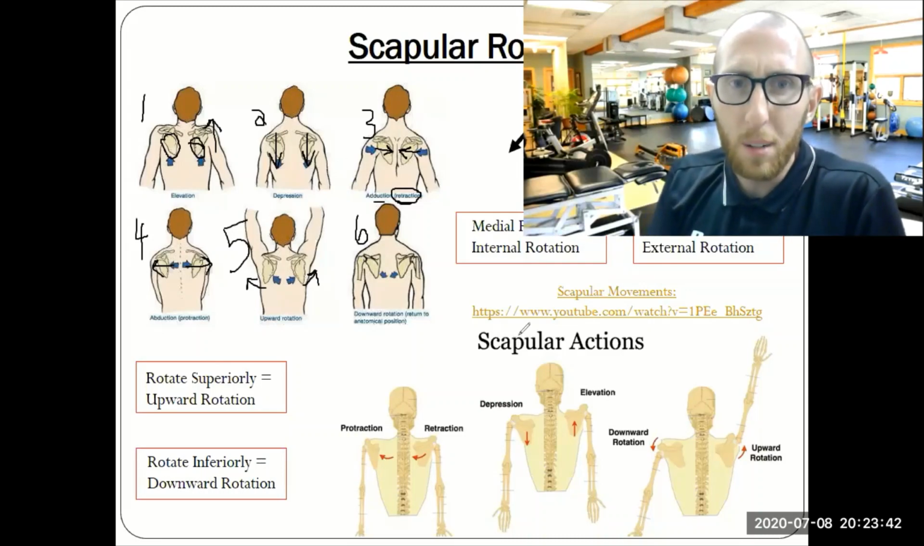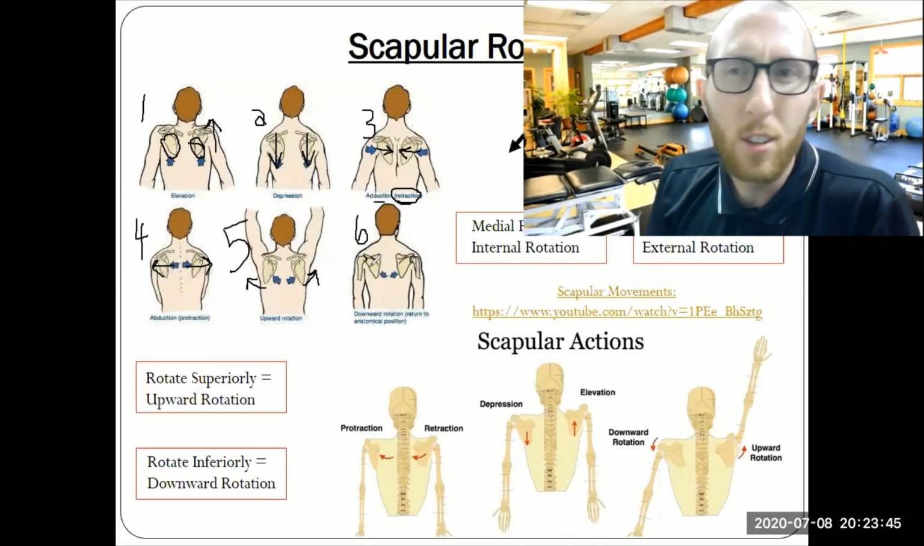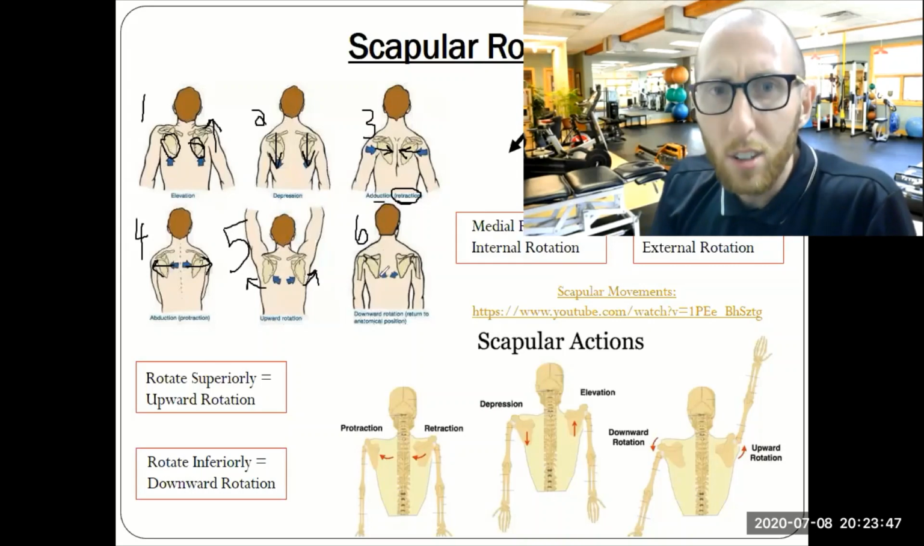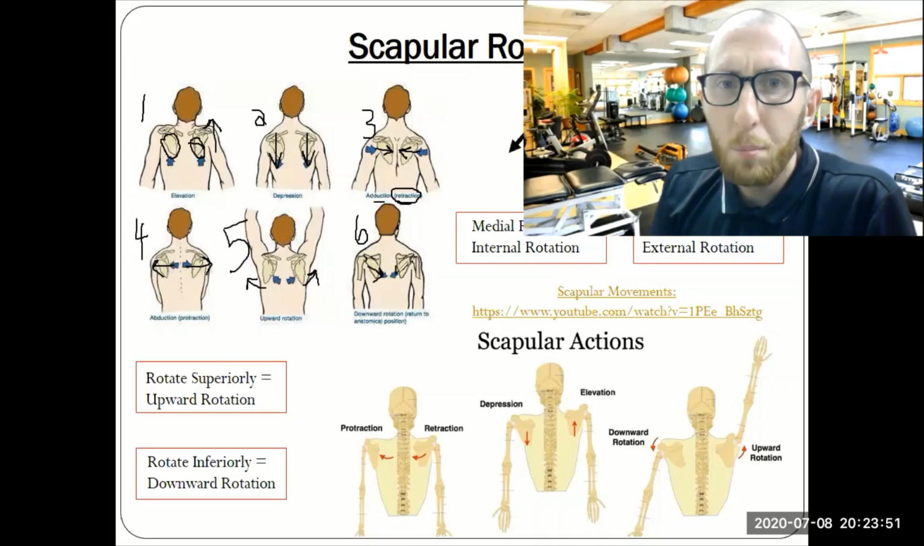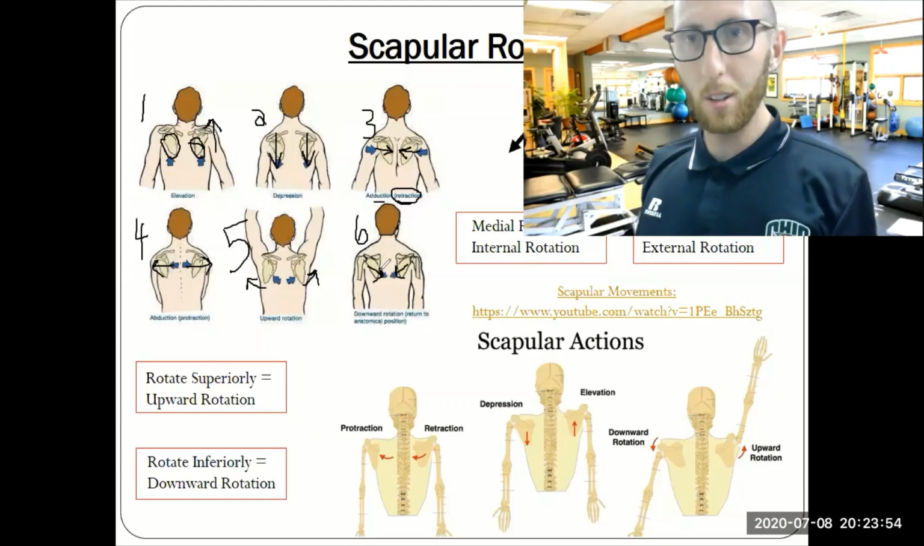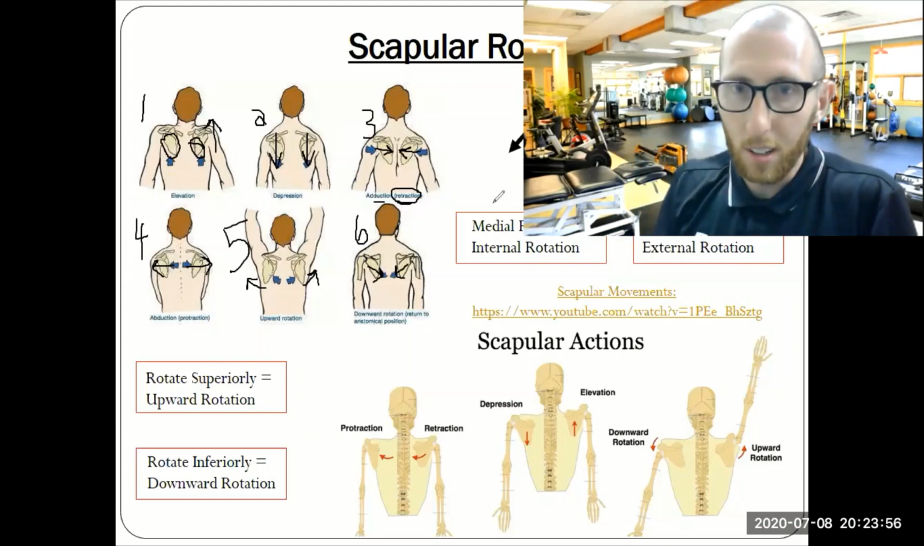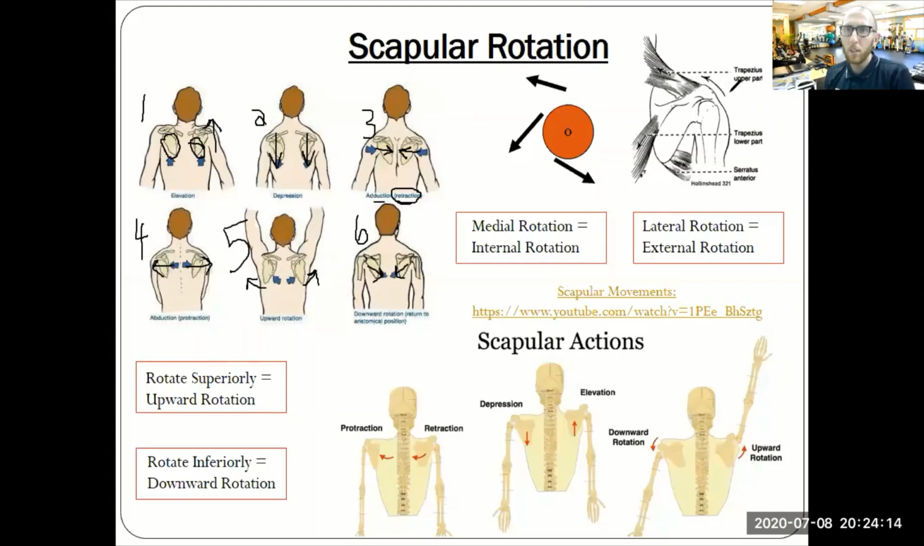Here you can see it in the picture as well. You can't really do a ton of downward rotation as much as you can do upward, but it is possible with a few of the muscles that we'll look at as well. And your book might say rotate superiorly or rotate inferiorly, whatever. In the PT clinic, you're going to use upward rotation and downward rotation. That's just what professionals use most often instead of what the textbook says.